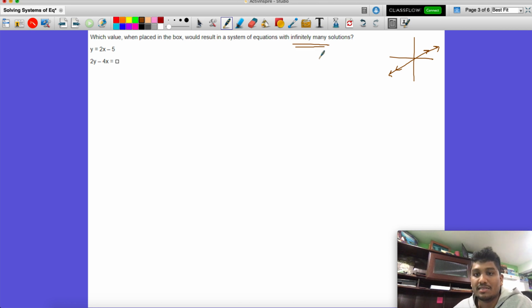Exact same. So this means that they have to be the same equation, right? Exact same equation. So let's see what this would equal then. I'm thinking, they gave us y is equal to 2x minus 5. This is the first equation. And then they gave us that 2y minus 4x is equal to something.